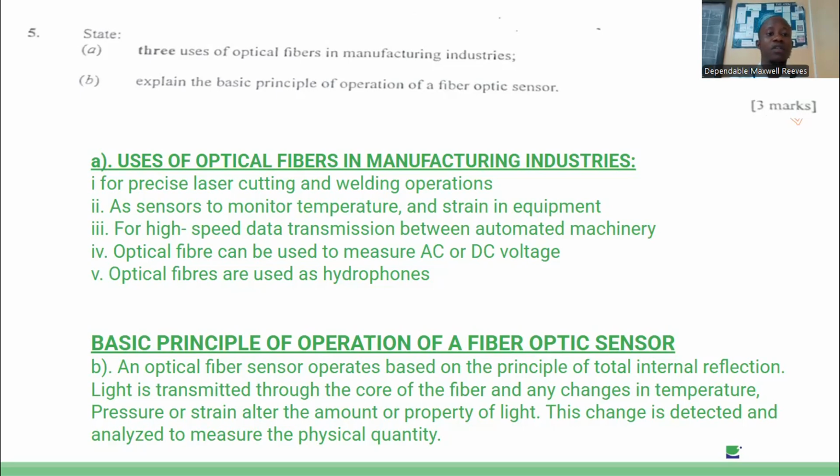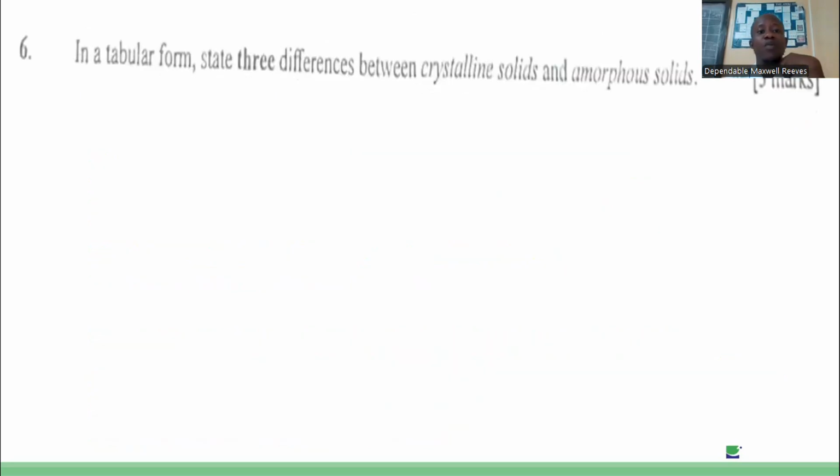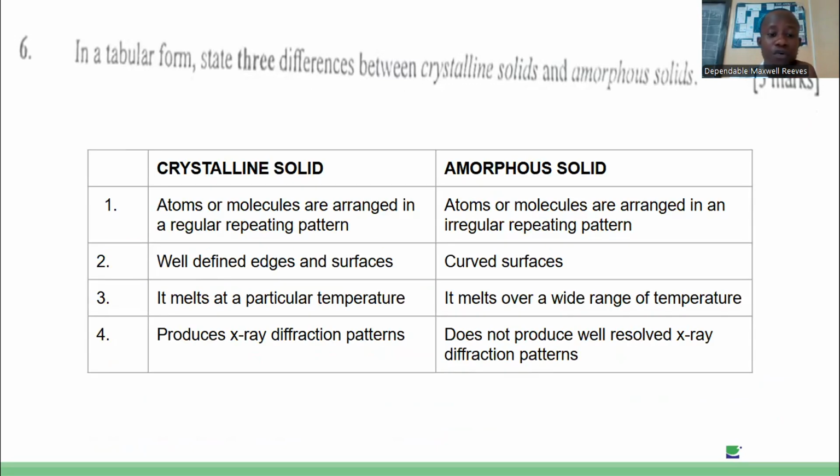Let's move to our next question, question number 6. In a tabular form, state 3 differences between crystalline solid and amorphous solid. So let's see. I'll give you 4 differences. You can take any 3 of them.